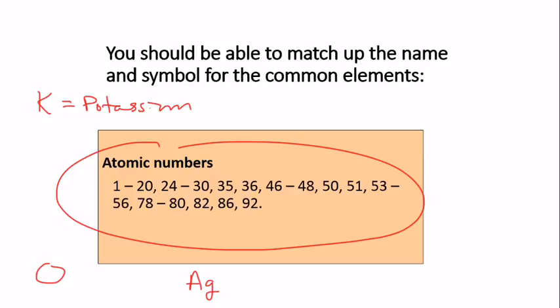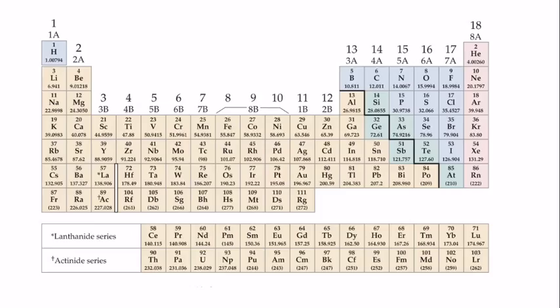Now these are listed by atomic number. That is the number of protons in the nucleus of that element. So here's a periodic table. For instance, I said you need to know 1 through 20. Let's just take a look at what I mean. So you need to know hydrogen through atomic number 20. It looks like calcium. You need to know those names and the symbols.